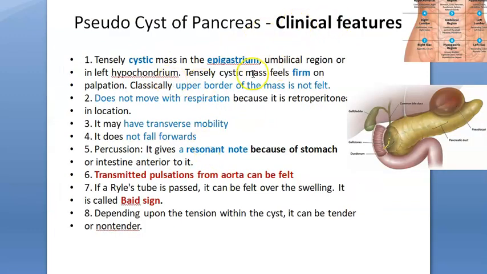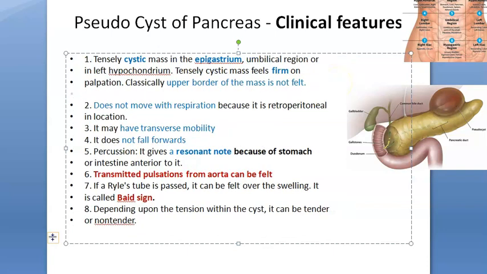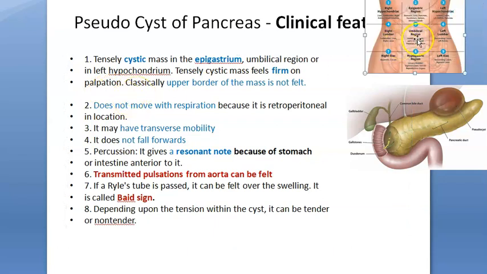Then what are the clinical features? These people will have pain, epigastrium pain, and you can feel a dense cystic mass. You can feel a firm mass on palpation in the epigastrium, umbilical region and left hypochondrium. Left hypochondrium is here. These three areas the person will have pain, and you will have a tense cystic mass here, firm on palpation.